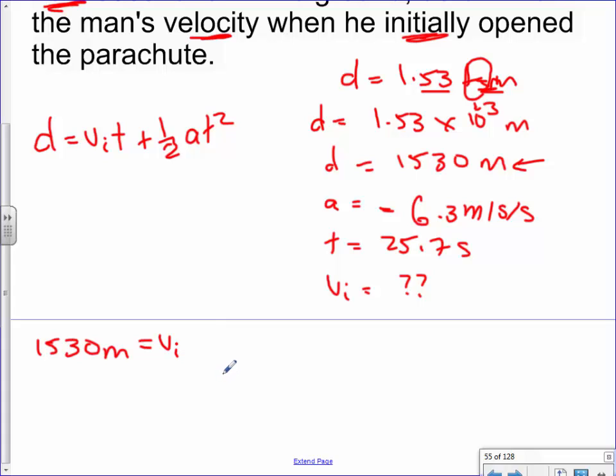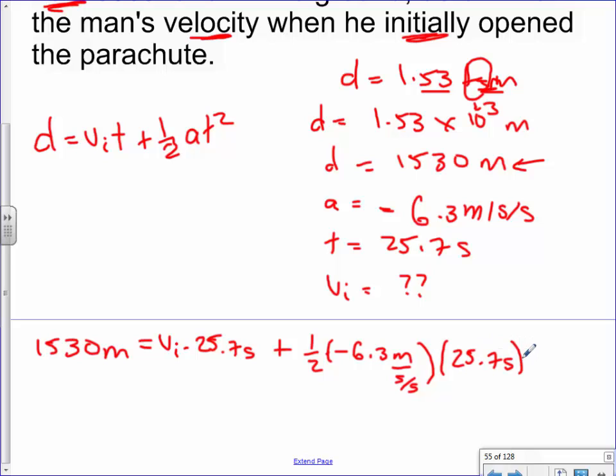Next, do I know time? I do. It was 25.7 seconds. Then I'm going to add 1/2, and it needs to get multiplied by an acceleration. So I'm just going to use a bracket here. It was negative 6.3 meters per second per second. I'll just write it out twice there. And then time was 25.7 seconds, and another 25.7 seconds.